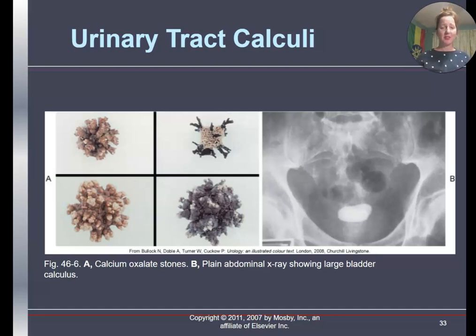These are going to be very uncomfortable to pass. Very uncomfortable to pass. And we're going to talk about oxalate ones. We're going to talk about all the different types.